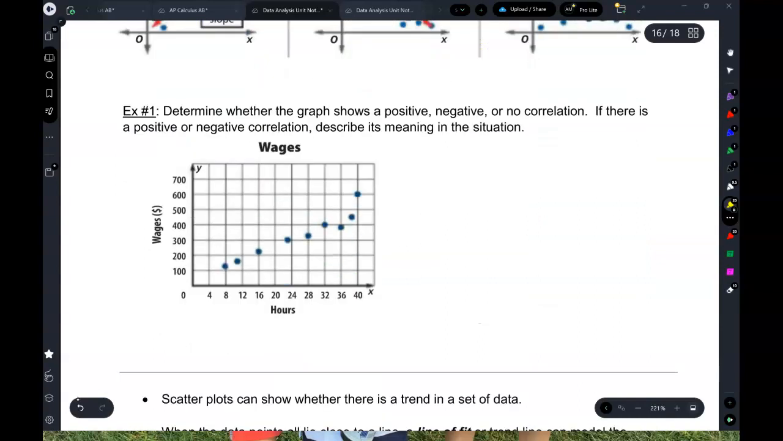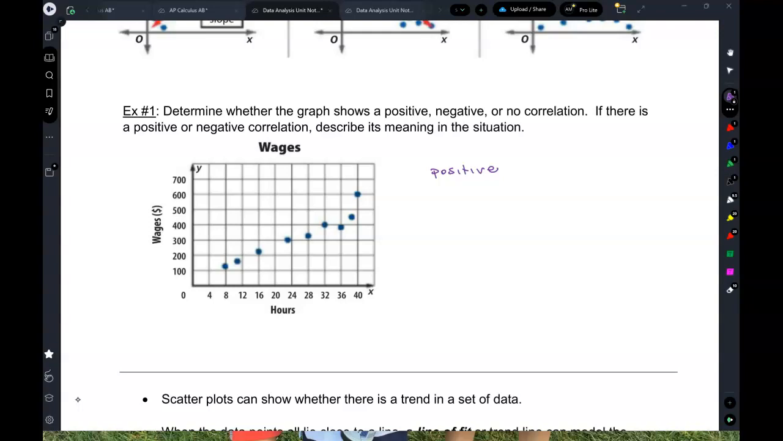So here, determine whether there is a positive or a negative correlation. Well, in this case, it's a positive correlation, right? Describe the meaning in this situation. So let's take a look at what this is. This is an example that shows you how important it is to label your titles, right? So for example, look, this is wages, right?